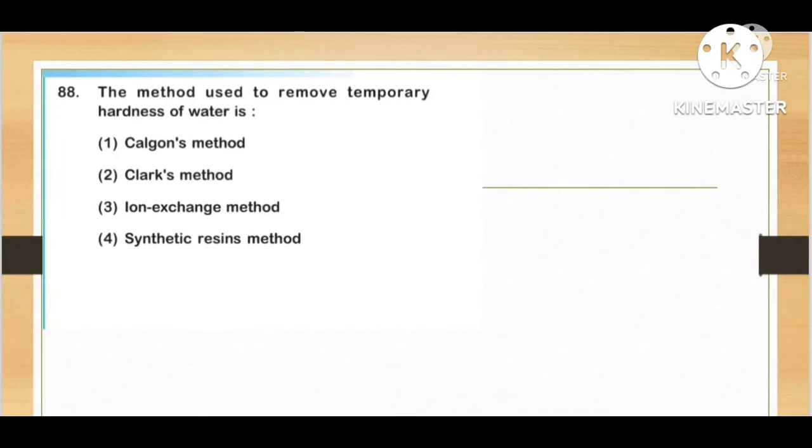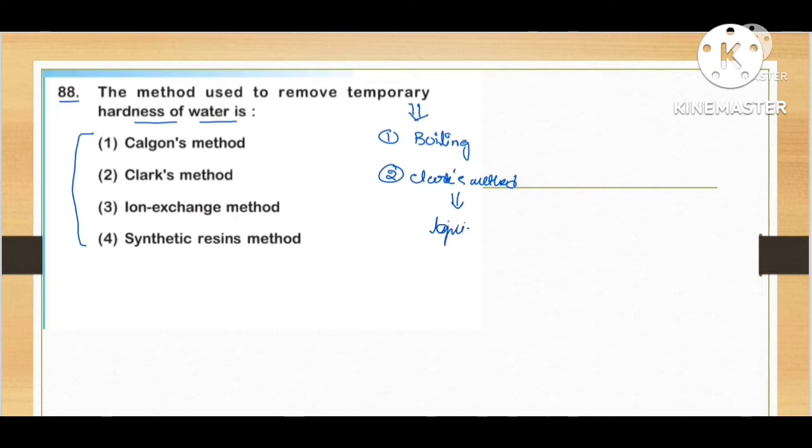Now let us discuss the 88th question. The method used to remove the temporary hardness of water. Among the four methods, which method is used to remove the temporary hardness of water? We know that there are two methods to remove temporary hardness of water. First one is boiling. The second one is Clark's method. In Clark's method, quicklime is added.